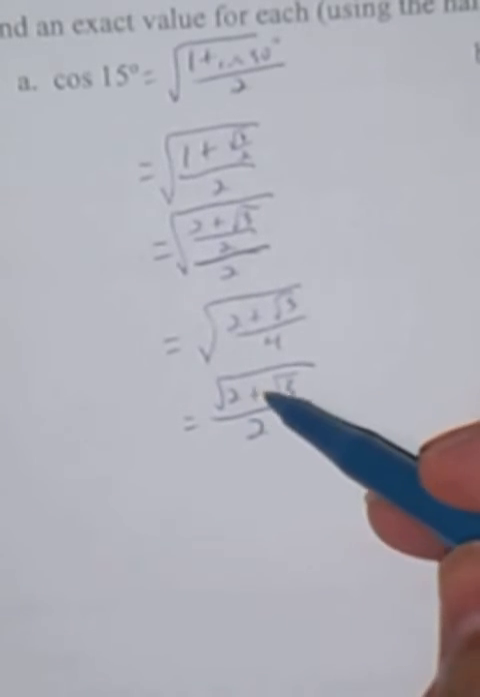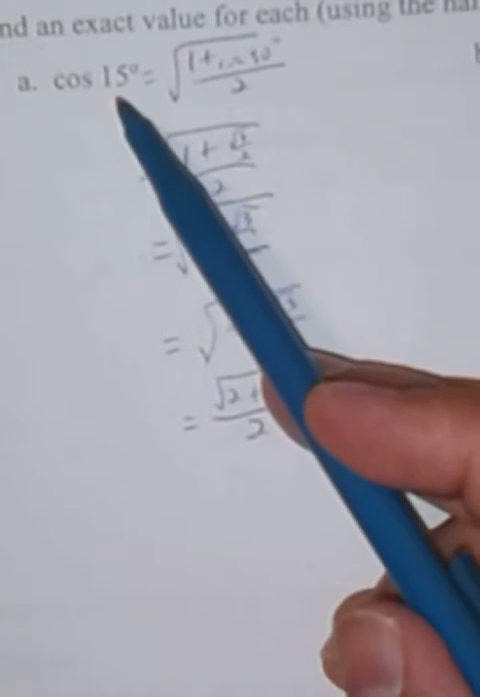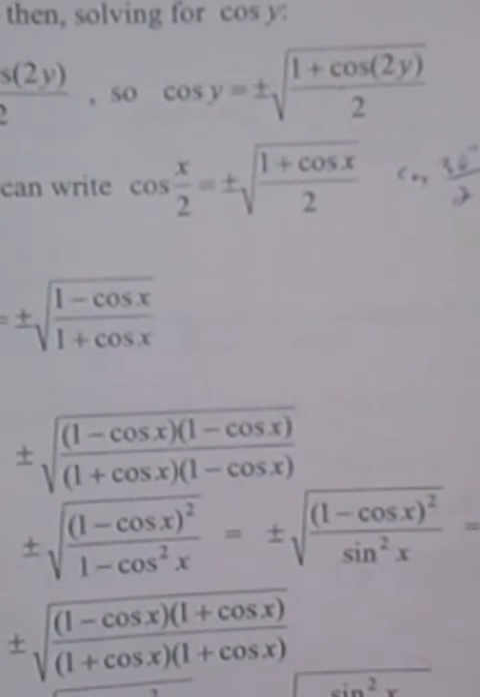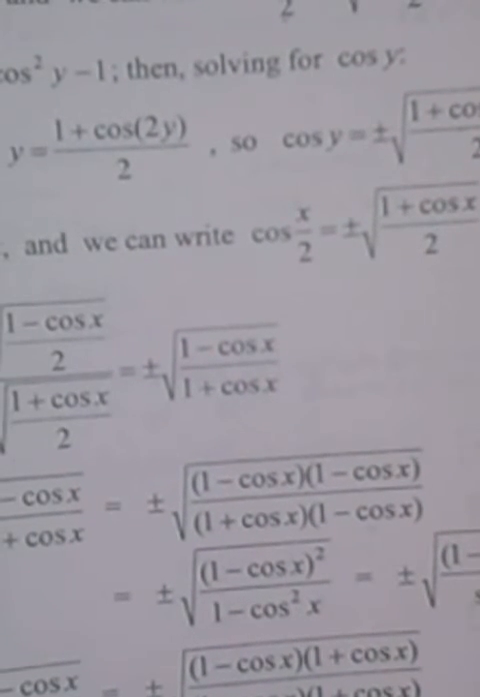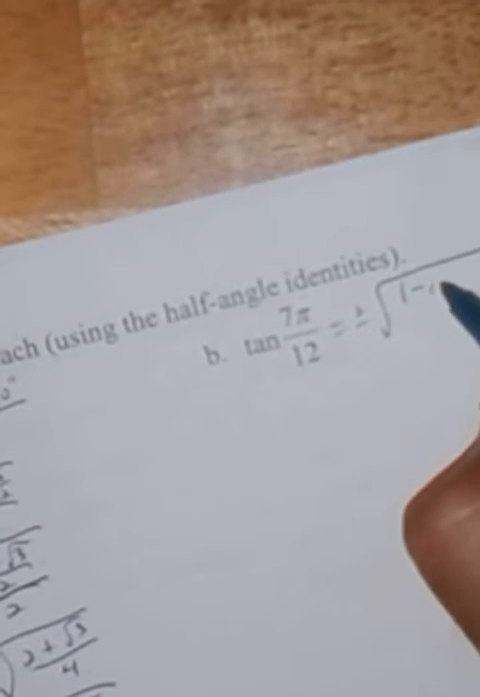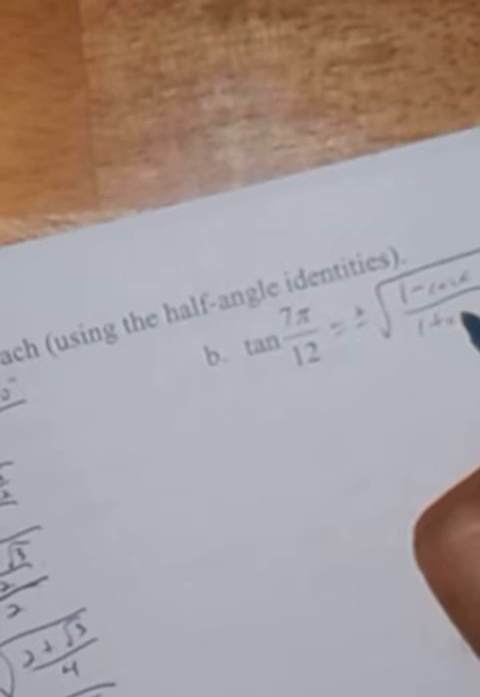All right. And in class, we can check this by just checking the cosine of 15 on a calculator and checking to see if it matches with this number. Okay. What about tangent 7 pi over 12? I forgot what the expression for tangent of x over 2 is. It is plus or minus square root of 1 minus cosine x over 1 plus cosine x. Is it square root of? Indeed, plus or minus square root of 1 minus cosine x over 1 plus cosine x.